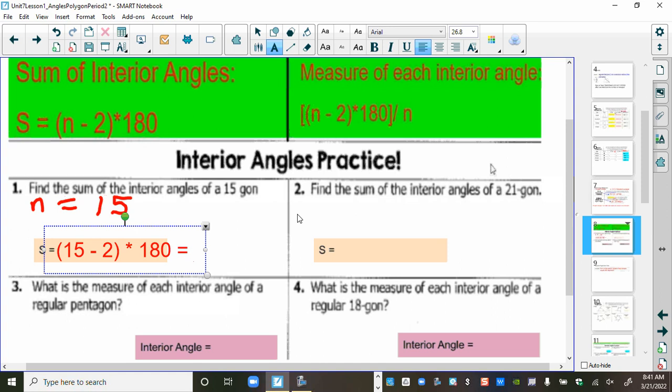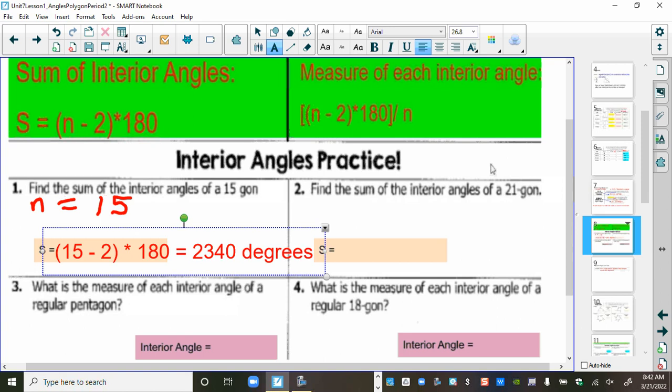So if you're not sure, 15 minus 2. You got to do that first. Well, what's 15 minus 2? 13, and then you multiply 13 times 180. You should get 2,340 degrees. But yeah, that's all you have to do.